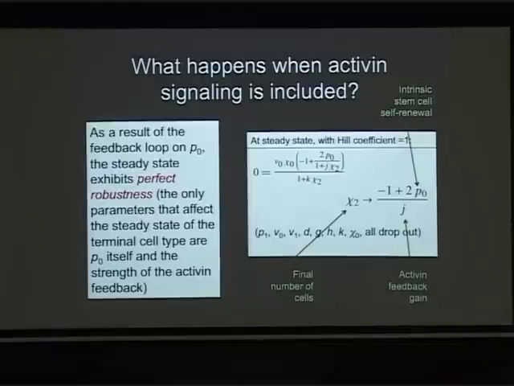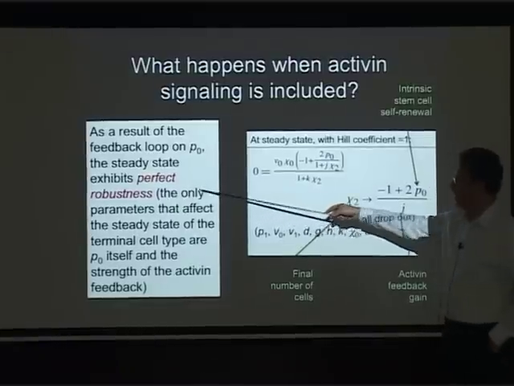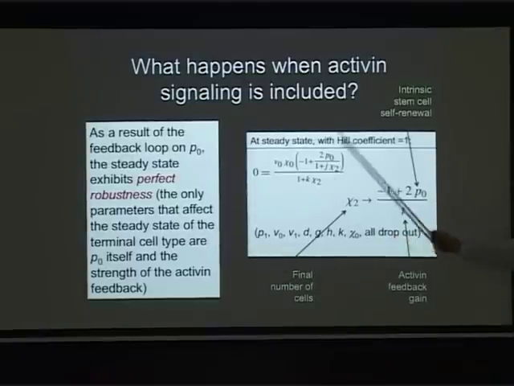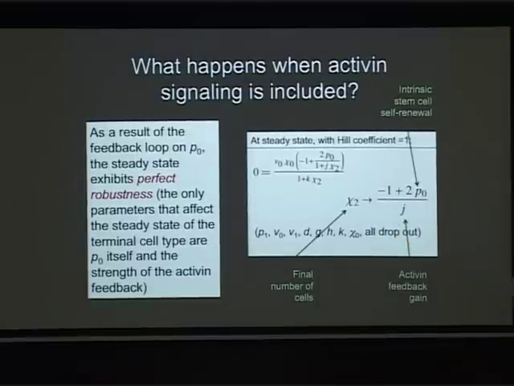And so why is that? It's because this is what's called integral feedback control. All right? You have a steady state, and the only way to reach the steady state is if you get the set point. And all other states are attracted to that set point. And so you get what's called perfect robustness. The only parameters that affect the steady state are this parameter and the gain of the feedback itself.